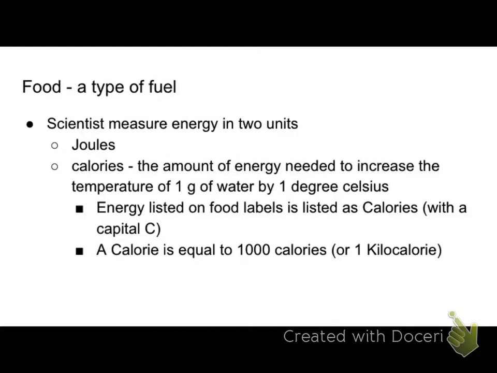Okay, so a Calorie that you see on the back of your food is actually 1 kilocalorie, since the prefix kilo means 1,000. Okay, so just keep in mind that when you look at the Calories listed on a food label, you're actually looking at a kilocalorie and not just 1 calorie. So the Calorie on the back of the can would be enough to raise 1,000 grams of water by 1 degree Celsius instead of just 1 gram by 1 degree Celsius. Okay? All right.